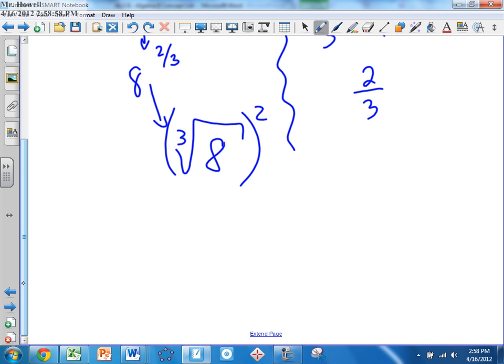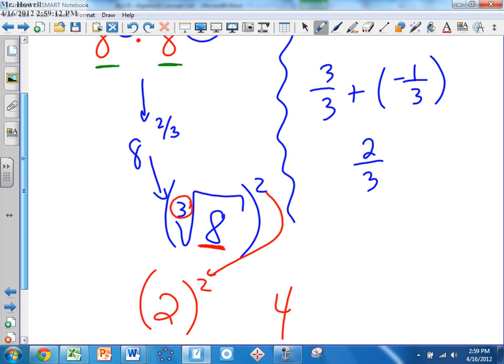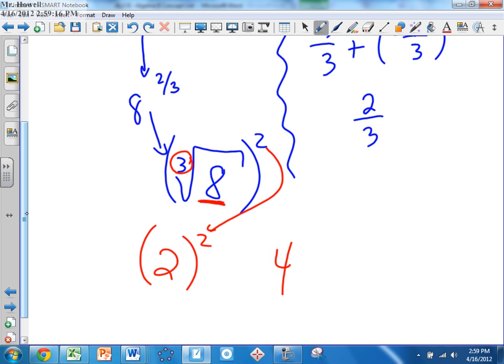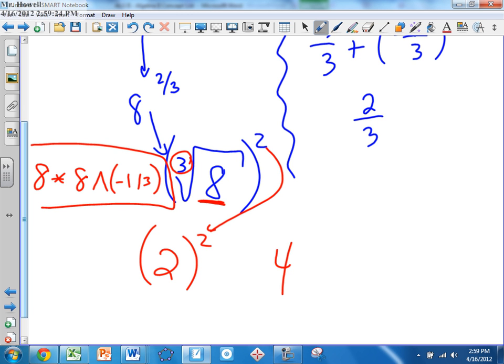Good. It says what number 3 times multiplying itself gives you 8? Well, that's just 2. Well, I still have this 2 on the outside, right? I got to bring that down. What's 2 to the second power? 4. That's our answer. Now, please go ahead and check. Go back to the beginning. Type this in just like you see it in the calculator. So type it in as 8 times 8 caret negative 1/3. Go ahead and type that into the calculator and make sure that you get 4 as your answer there.